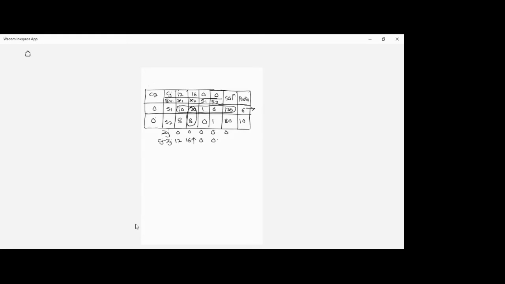Now that we have seen that all Cj minus Zj values are not less than or equal to 0, we iterate further. So iteration 1. For iteration 1, what we require is a new table again. We'll have to reframe the table, but very wisely. There are some calculations involved, and I'll make sure that you understand those calculations as well.